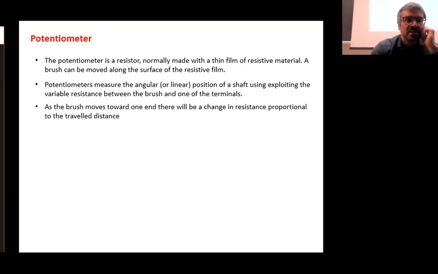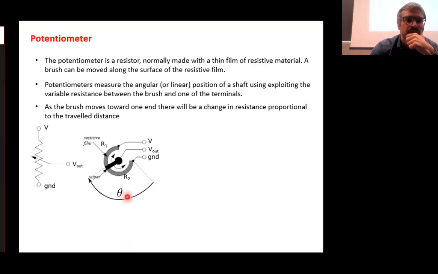As the brush moves towards one end or the other end of the resistive material, there will be a change in the resistance proportional to the travel distance. So here we see the resistive material, and we see the brush in black, and the angular displacement theta that tells the angular position of this point with respect to a reference. And we have a ground connected to one point of the resistive material, and the supply voltage connected to the other point of the resistive material.